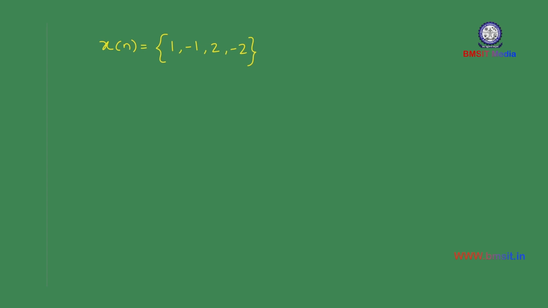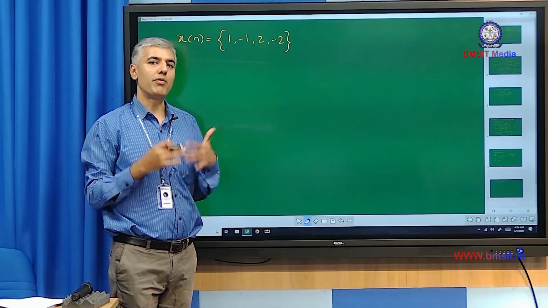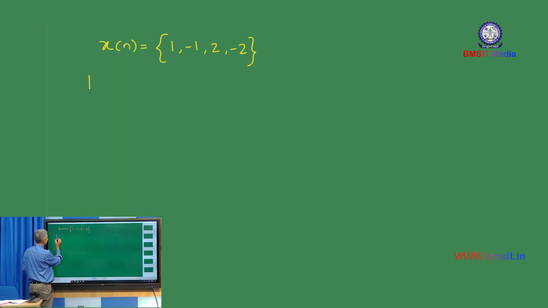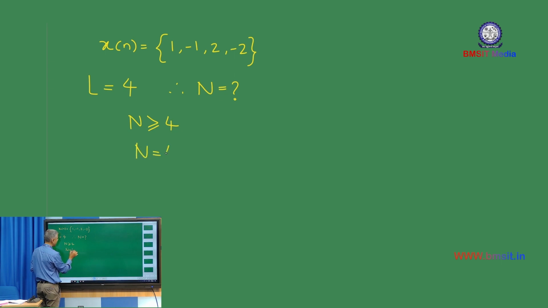Some basic observations about the signal before we apply the known formula. So, what is the length of the signal? Length of signal is 4. Therefore, what must be the n? What should be the capital N? From the previous discussion, we know that n should be greater than or equal to L. So, in this case, n should be greater than or equal to 4. So, let us consider n is equal to 4.